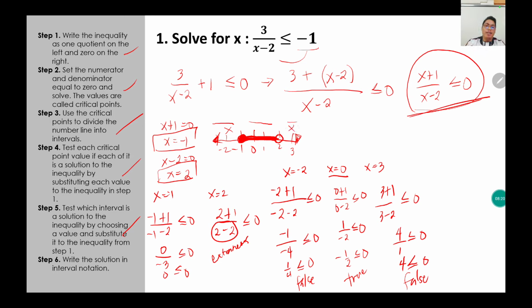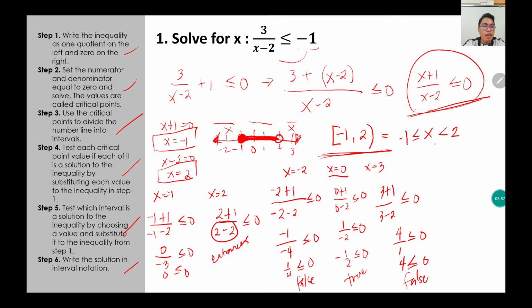Now, we're done. So, to have our step 6, solutions in interval notation, napapansin natin, we use these 2 points. So, we are saying that negative 1 is included. So, we start with negative 1, up to positive 2, pero 2 is not included. So, this is what you call interval notation. This is just the same as x is greater than or equal to negative 1 but less than 2. So, yun yung ibig sabihin niya.